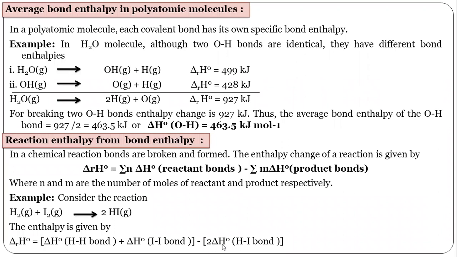2 into enthalpy of this HI bond. So this formula is given here: reactant bonds minus product bonds. In the numerical, this concept will be clear.